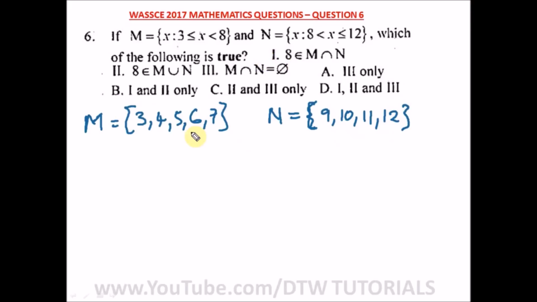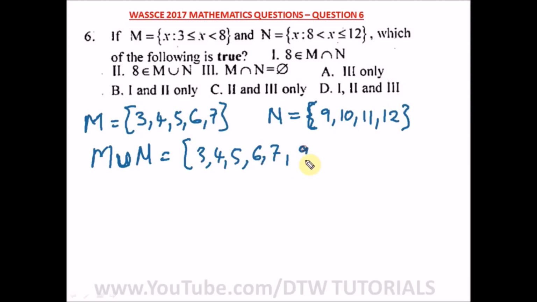So let's find out the relationship. What would M union N give us? There will be a value for M union N, and this will be 3, 4, 5, 6, 7, 9, 10, 11, 12. Alright, would there be a value for M intersection N? Let us check if there will be any intersection between these two sets, and there's nothing. So this is a null set.